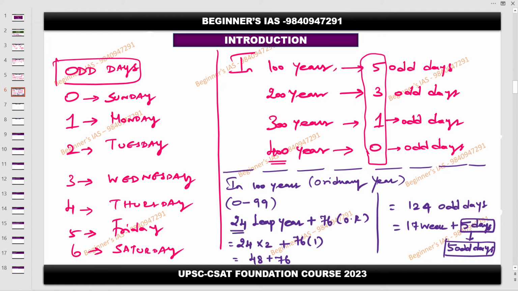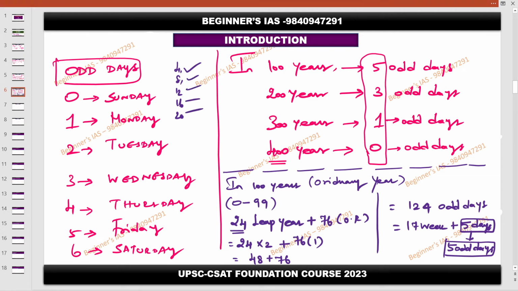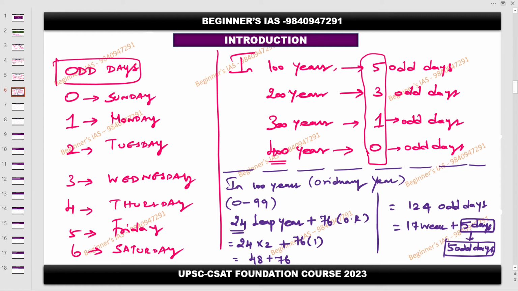Or else you need to calculate like this, Ismail. 4, 8, 12, 16, then 20. If you add, 1, 2, 3, 4, 5, like that, if you add, then surely you will also get 24 numbers in total. Understood, Ismail? Yes, sir. Fine.